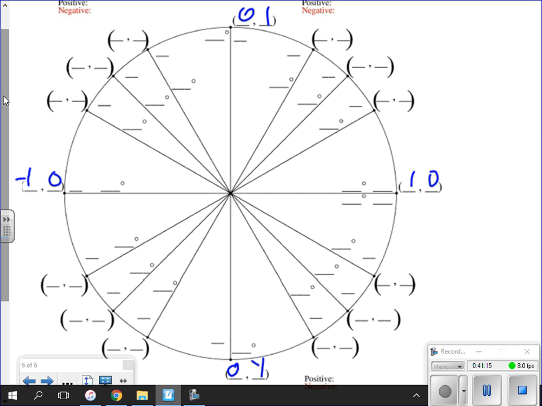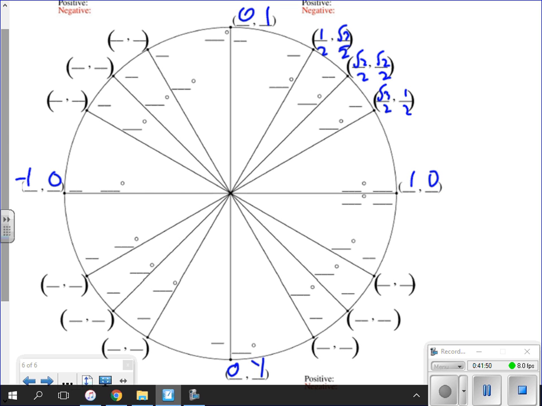Now, we had, this was root 3 over 2, sorry. Root 3 over 2, 1 over 2. Root 2 over 2, root 2 over 2, 1 over 2, root 3 over 2. Now, here's a really cool thing. Every quadrant is a reflection of that quadrant, with the signs changed positive or negative. Every one of them is.